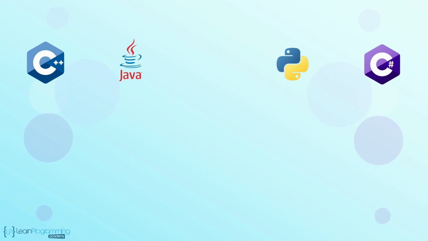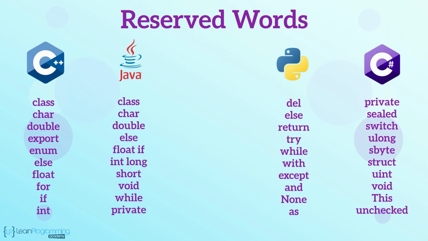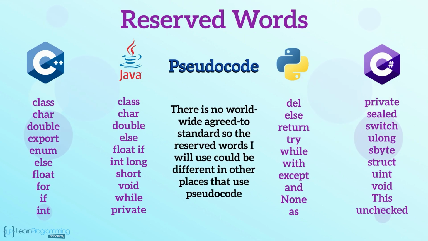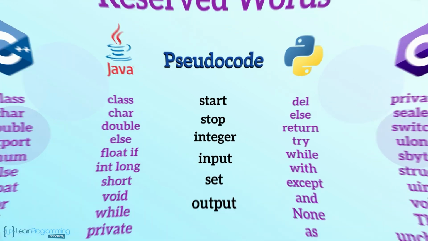All programming languages have a set of reserved words that have specific meaning in that language. The same is true for pseudocode, although there is no worldwide agreed-to standard, so the reserved words I will use could be different in other places that use pseudocode. I'm going to start with 6 reserved words: start, stop, integer, input, set, and output.